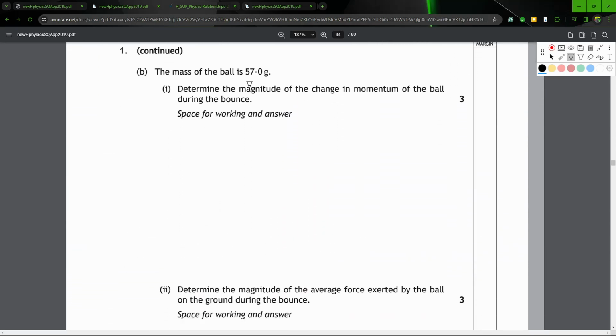The mass of the ball is 57 grams. Determine the magnitude of change in momentum during the bounce. So momentum, remember, is p equals mv. So this means that delta p equals mv minus mu, because u is the original velocity and v is the current velocity, if you know what I mean. So that means we can just get cracking.